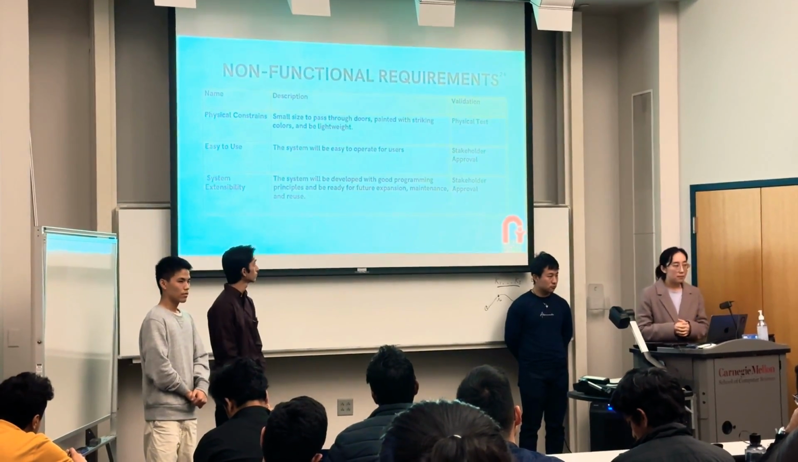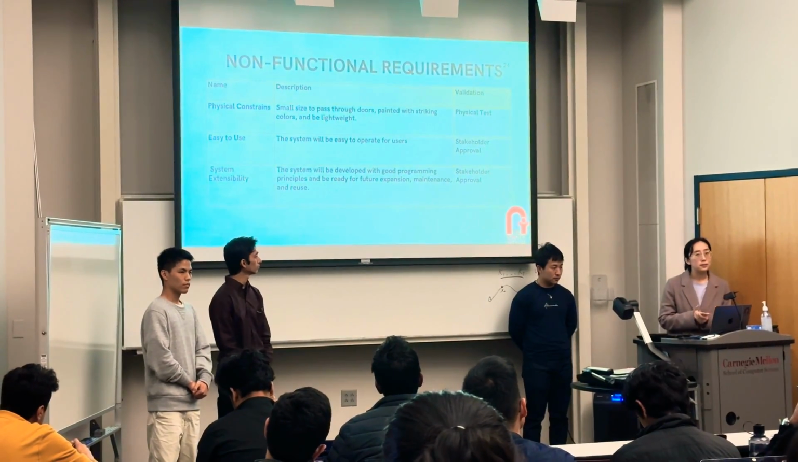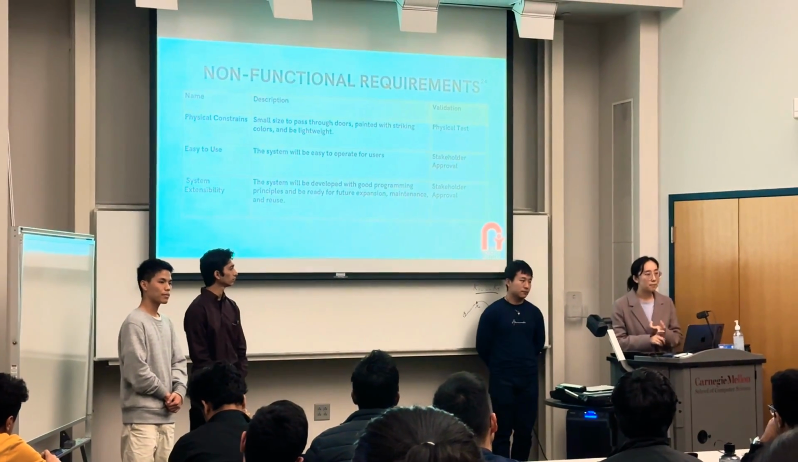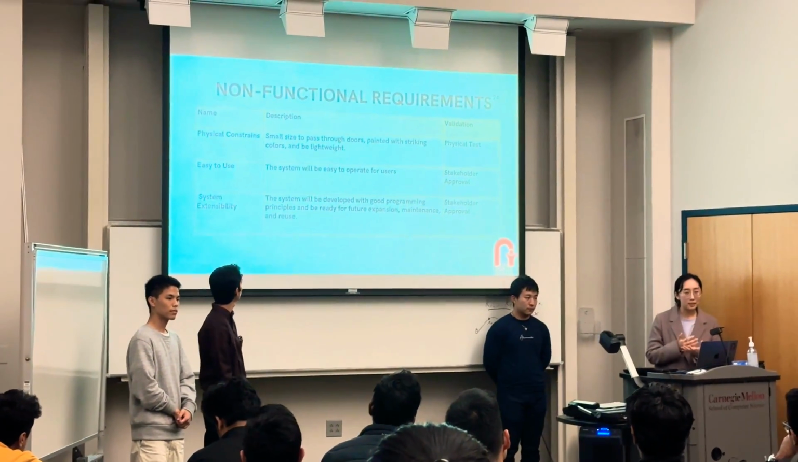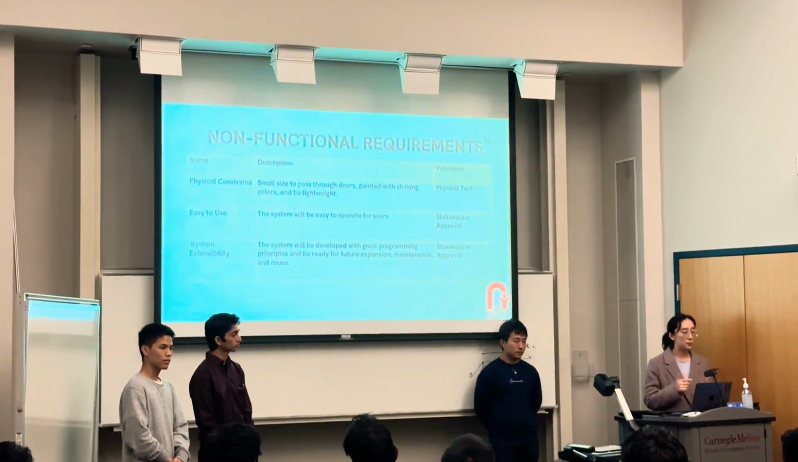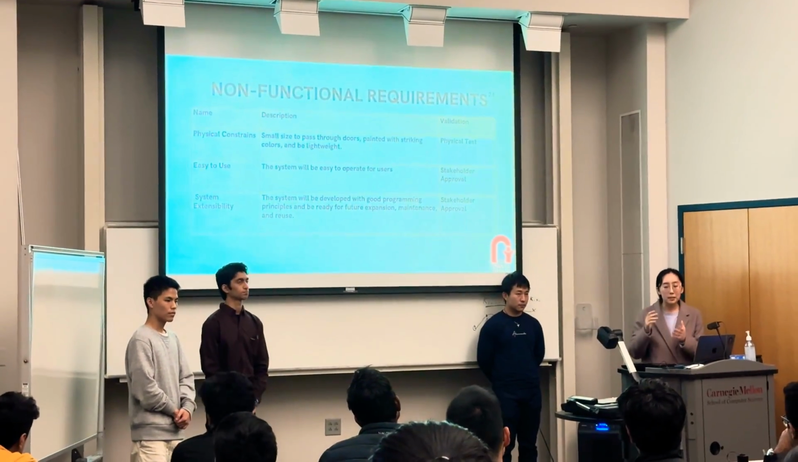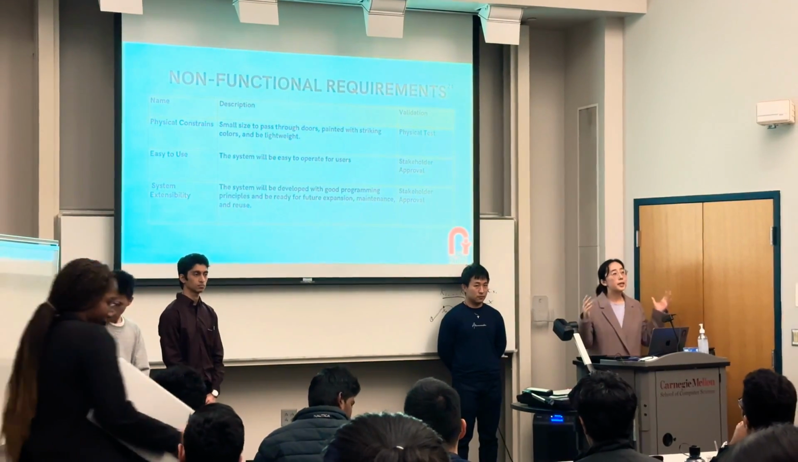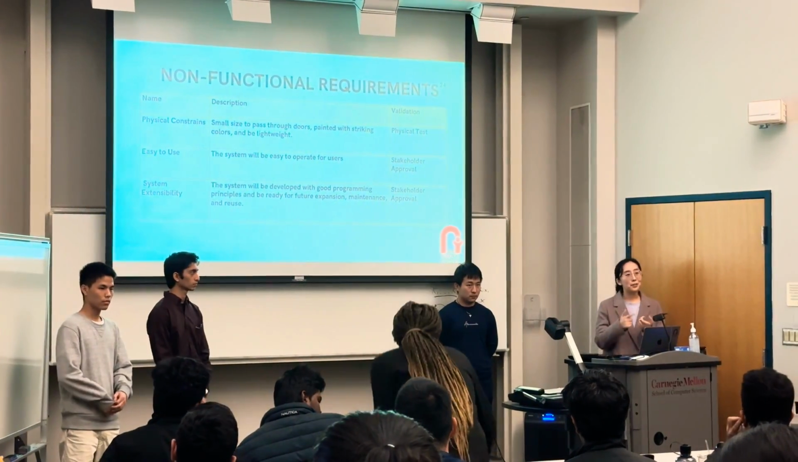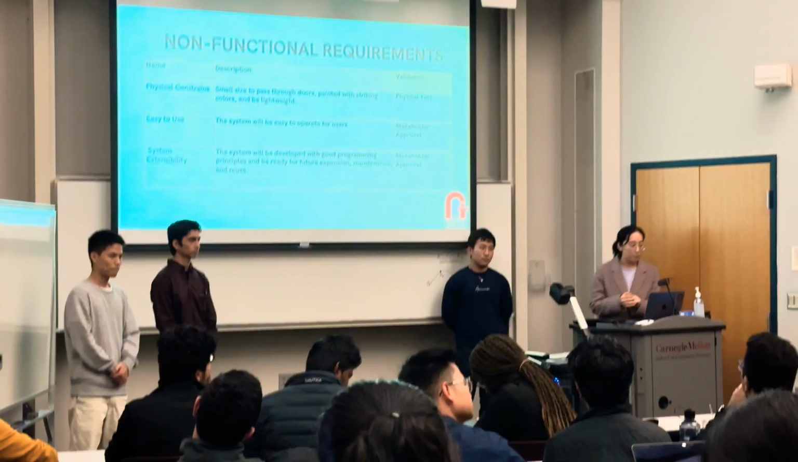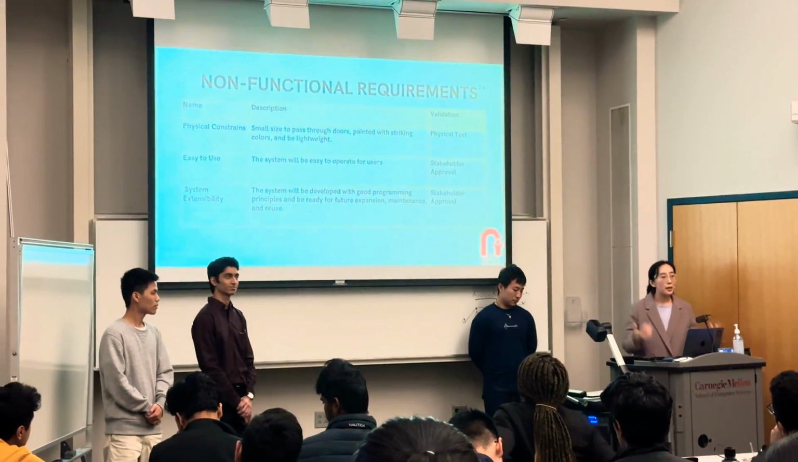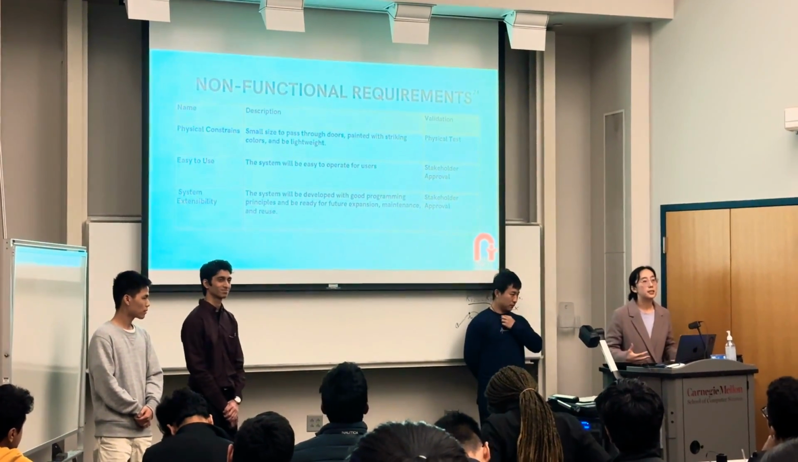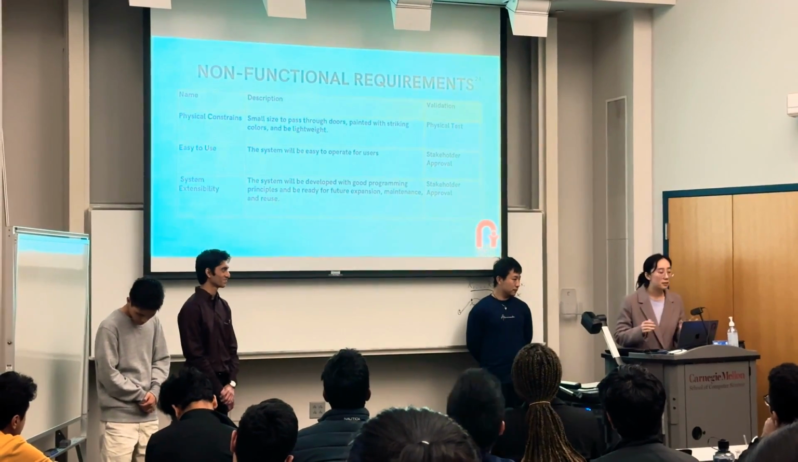Third, our team would make sure to design and develop the robot so it fits its work site. For example, it should be small enough to pass through doors. It should be painted with bright colors such as yellow or orange, and last, it should be lightweight enough for a human to carry it, at least for just a while.